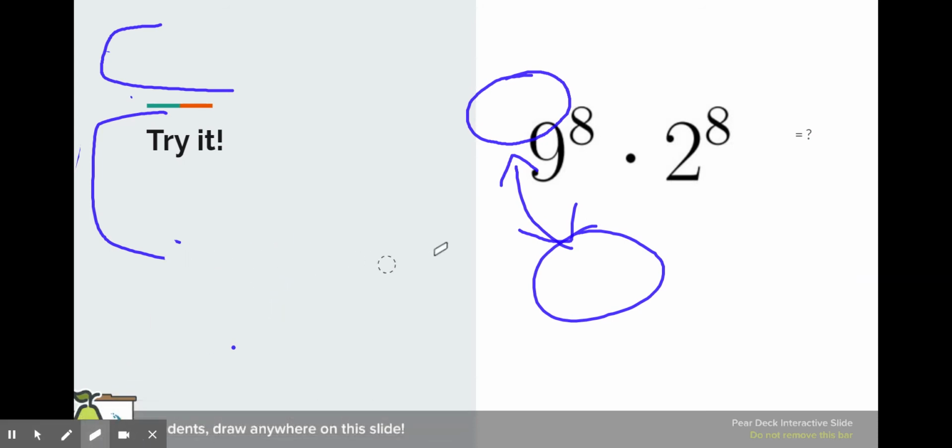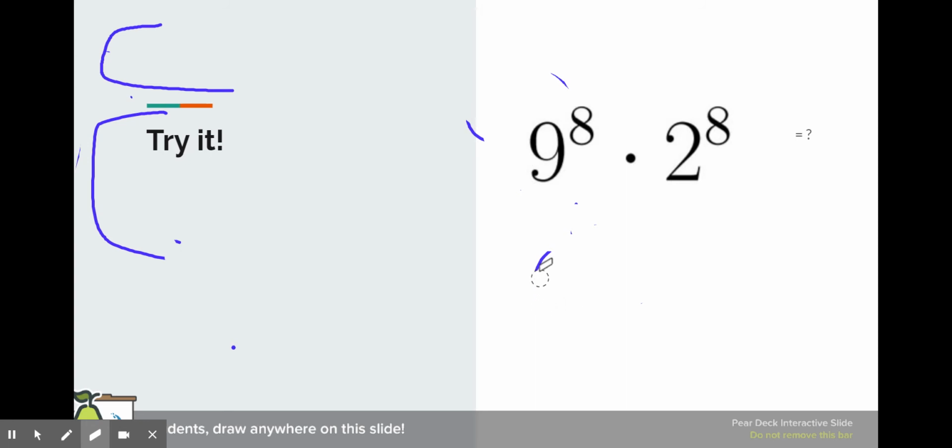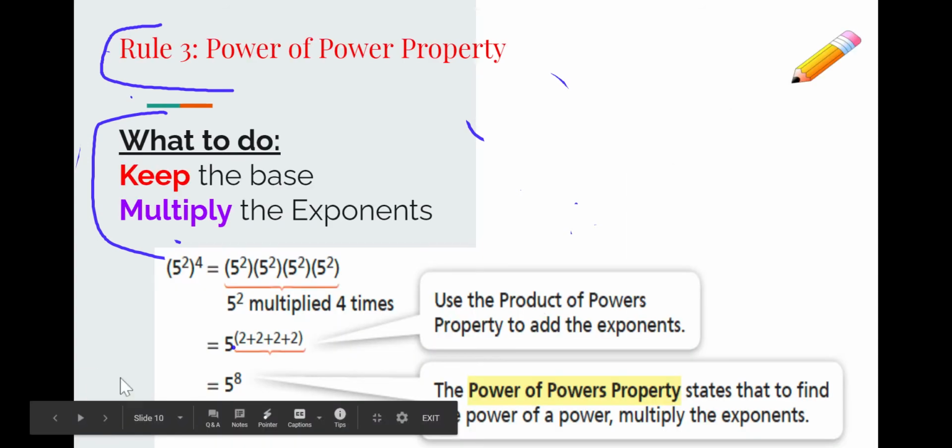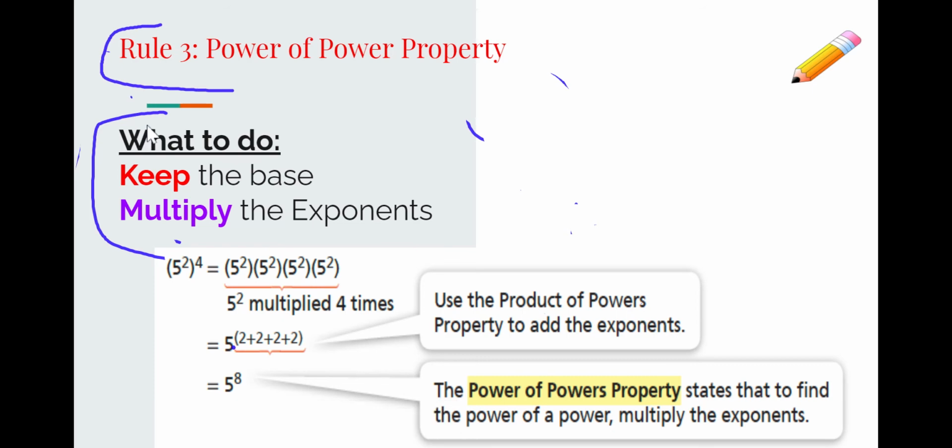All right, now try this one: 9 to the 8th power times 2 to the 8th power. All right, hopefully you got 18 to the 8th power because, again, our exponent's the same, so we're going to keep our exponent 8, and then we multiply our bases, 9 times 2. So again, go ahead, write this in your notebook, these two parts.